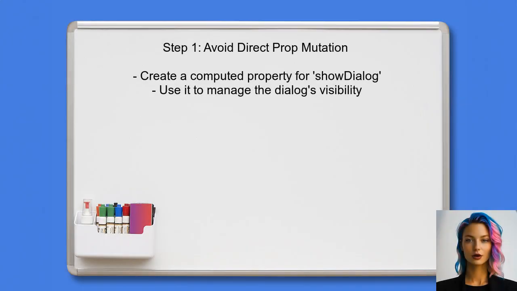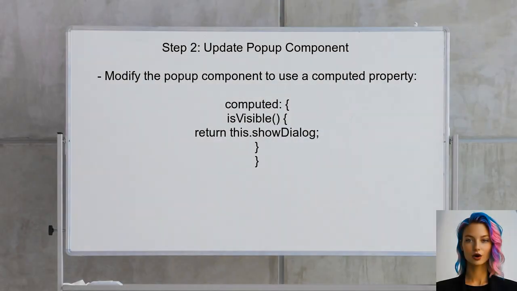To address the issue with the dialog not closing properly, the user should first ensure that the prop is not being mutated directly. Instead, they can create a computed property that reflects the prop's value. Next, the user should update the pop-up component to use this computed property instead of directly using the prop. This will help maintain the reactivity of the dialog.